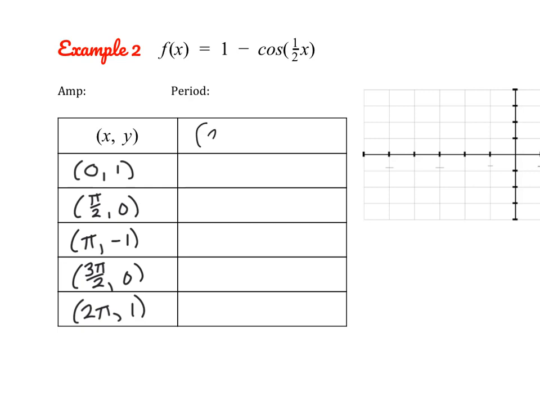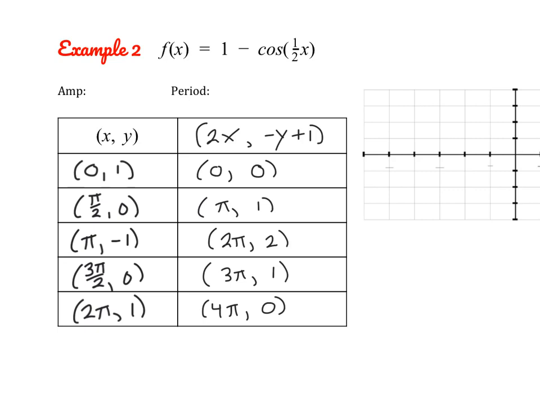So this will affect my coordinates in the following way. I'm going to multiply all of my x values by 2. That's my horizontal stretch by a factor of 2. And then I'm going to multiply all my y values by -1 for the reflection, and then add 1 to shift everything up 1. So we'll take a moment and adjust our coordinates in our t-chart. Okay, so here's the coordinates of our transformed function.